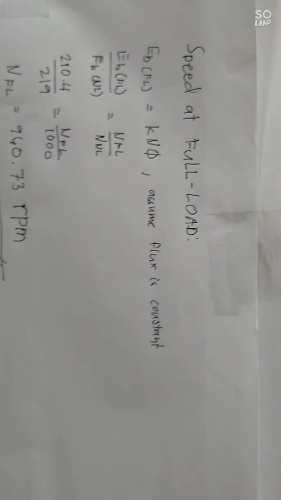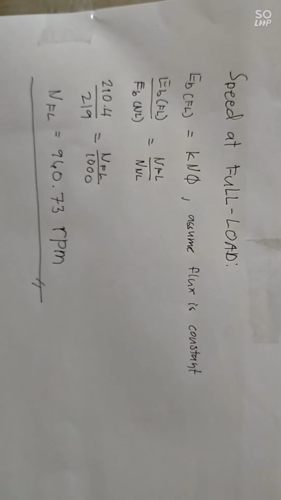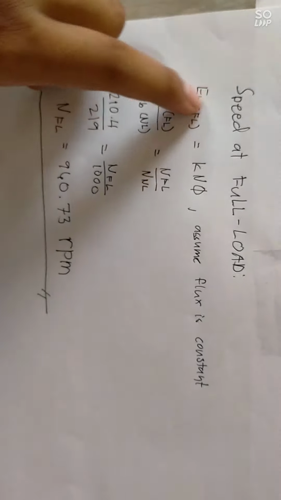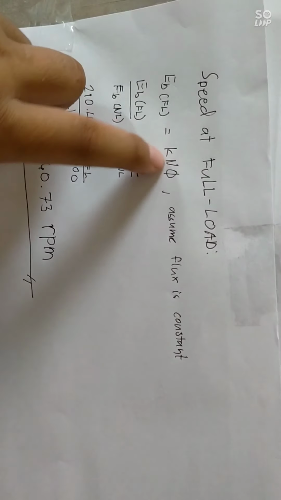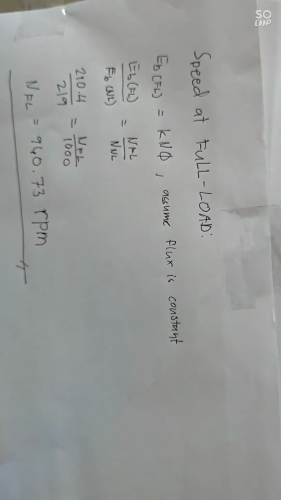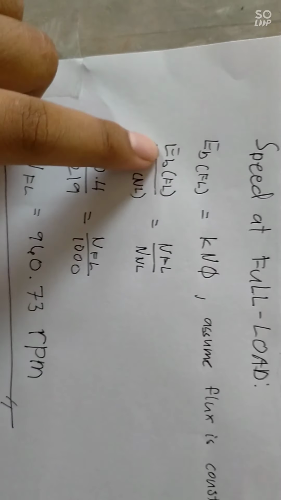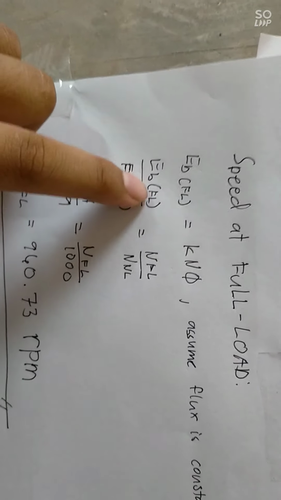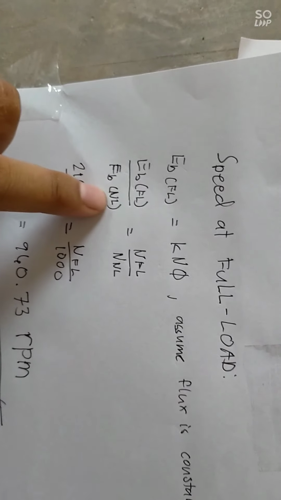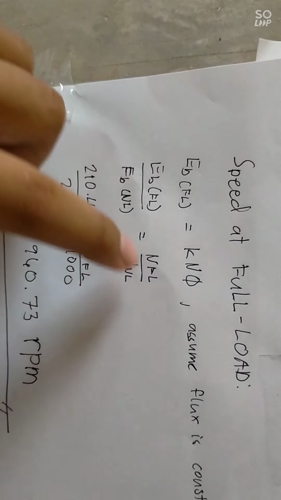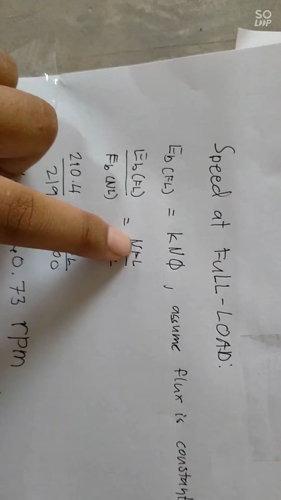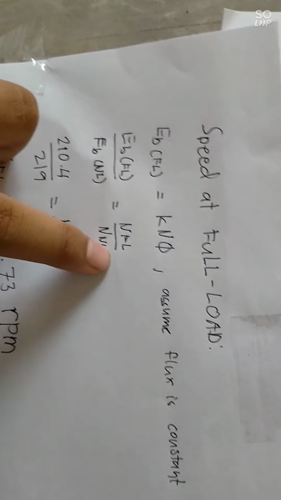Now we can get the speed at full load. The formula for back EMF is K phi N, and we assume that flux is constant. So the back EMF at full load over the back EMF at no load equals the speed at full load over the speed at no load.